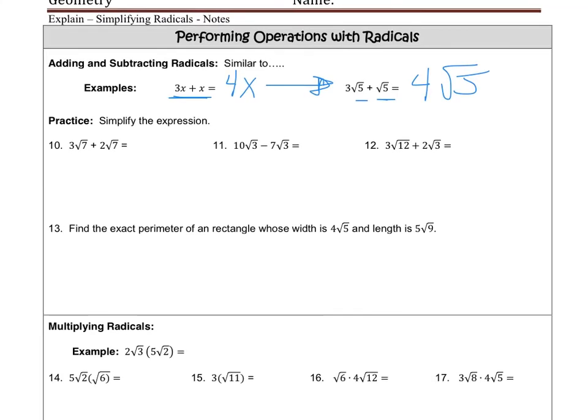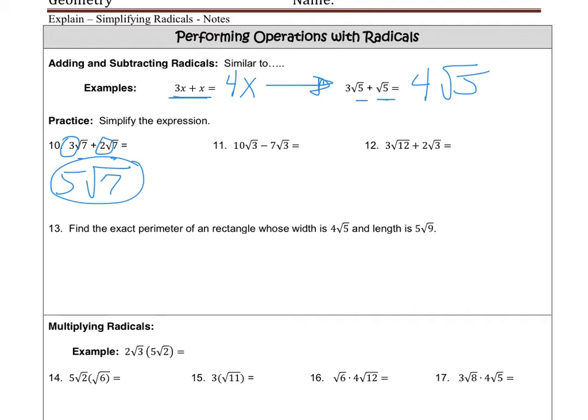Let's look at number 10. Okay, first of all, do we have like terms? Do we have like radicals? And we do, that both of them have the square root of 7. So, look at the outside numbers, 3 and 2. Can I combine those two together? I sure can. And 3 plus 2 is 5. And then I have the square root of 7. And I'm done. Okay. All right, I want you to do number 11 and number 12 on your own.